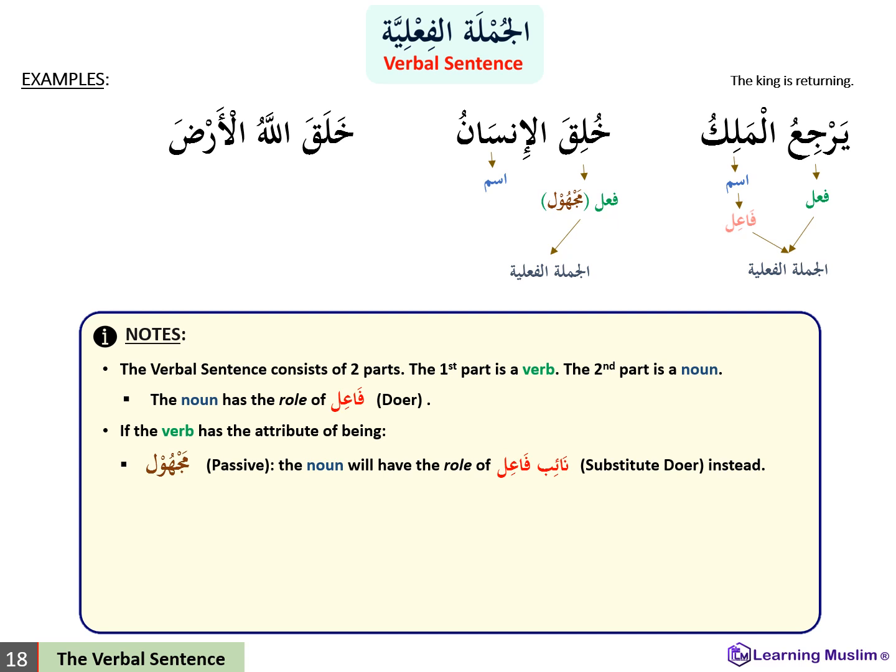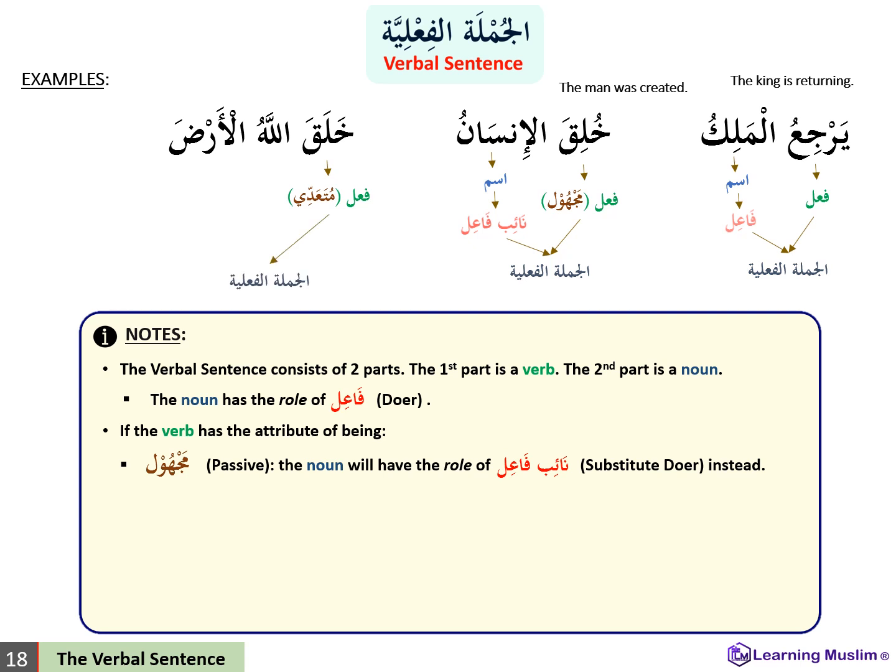So if we have an active verb, as in the first example, then the noun will take the role of fa'il. But if we have a passive verb, then the noun acting as the subject for that verb will take the role of na'ib fa'il or substitute doer. So na'ib fa'il, and then that wraps up our verbal sentence. So like we said, the subject will always be translated first. So al-insanu means the man, and khuliqa means was created. So the meaning is the man was created.